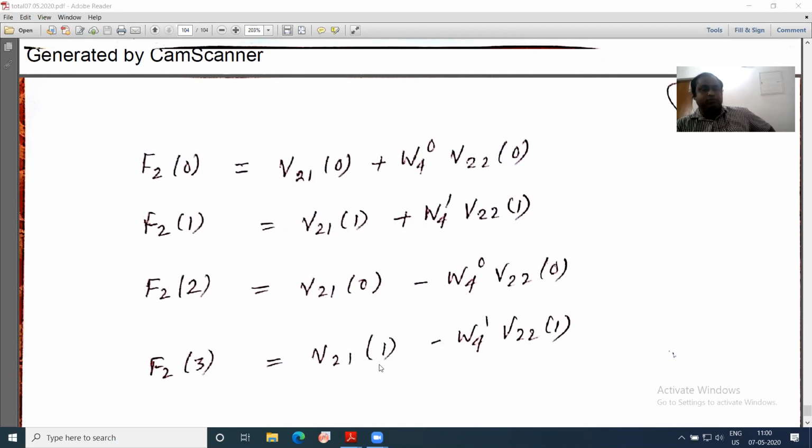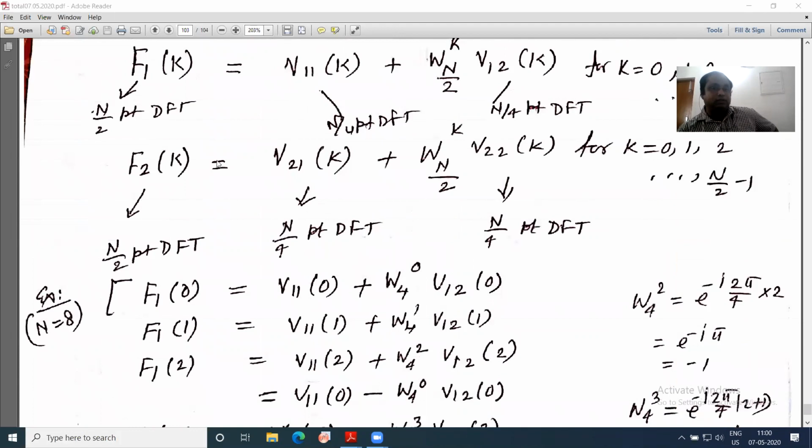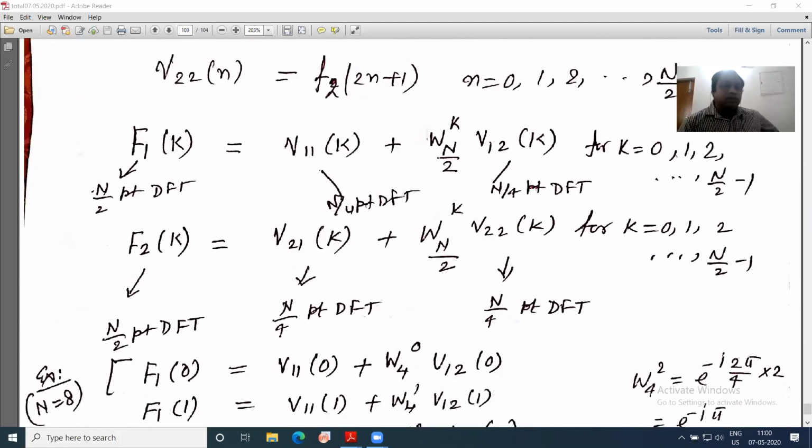So like that we have computed f0, f1, f2 and f3. Now for this specific example, if you look at this equation, suppose n equal to 8. So this is your n by 4 point DFT. This is your n by 2 point DFT. So what I mean, it is 4 point DFT if n equal to 8.